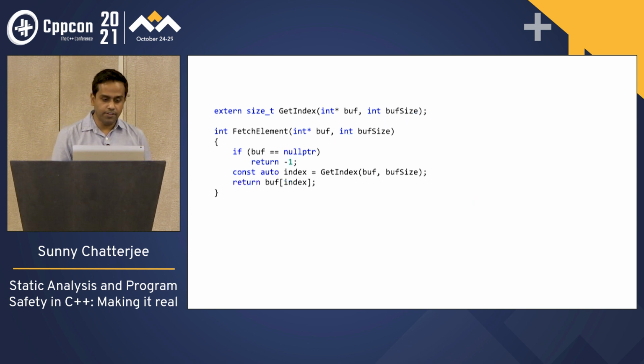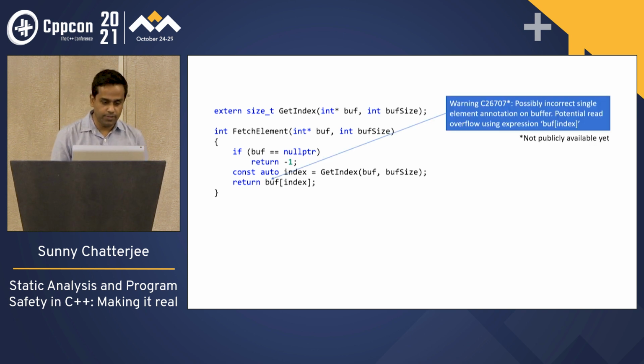Now, next she runs the analyzer again on her same code and she wants to see a green state and no problems with this. Unfortunately, the analyzer tells her something else. It tells her that there is a possible incorrect single element annotation on buffer. And there is a potential read overflow here using the buffer index.